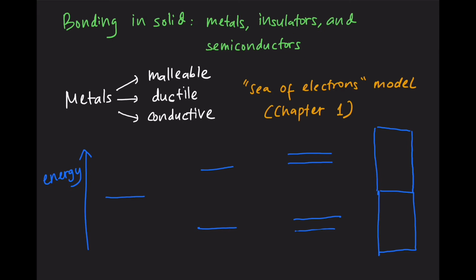As we have known in chapter 1, metals are malleable, meaning that they can be formed into useful shapes or foils. Metals are also ductile, meaning that they can be pulled into wires, and especially metals are conductive, so they are good conductors of both electricity and also heat. We have discussed in chapter 1 the model of sea of electrons to be able to visualize the structure of metal bonds at the molecular level.